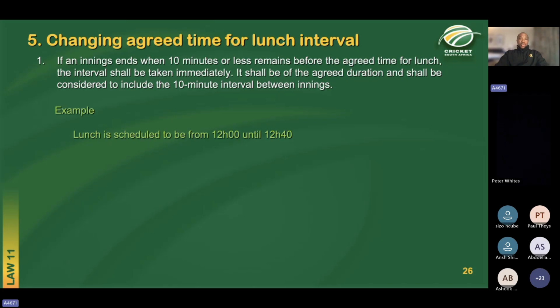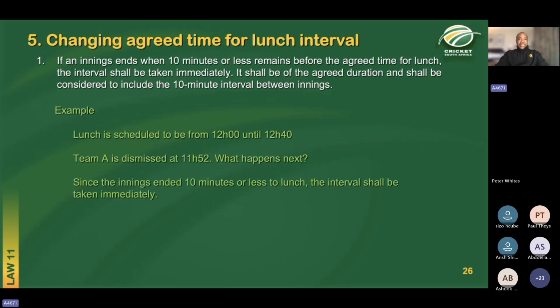Lunch is scheduled from 12 to 12:40. Team A is dismissed at 11:52. What happens next? Law tells us that because the innings ended 10 minutes or less before lunch, there does not need to be an agreement between captains and umpires. The interval shall be taken immediately.